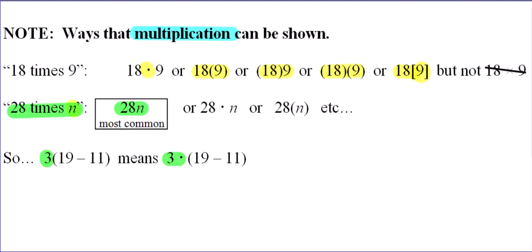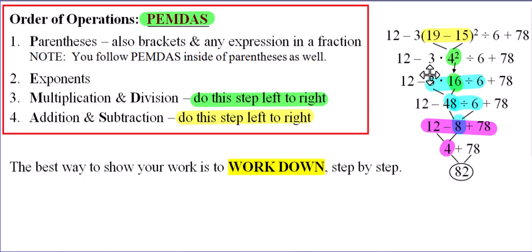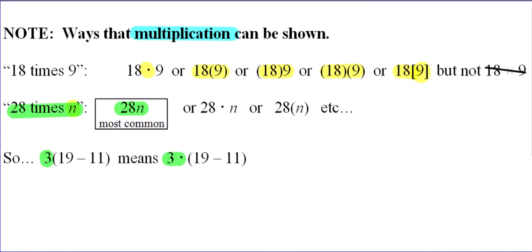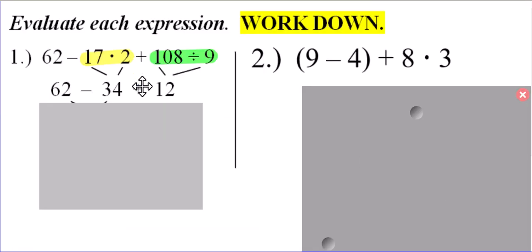So 17 times 2, 34. 108 divided by 9, 12. Yes, you're allowed to do them both at the same time if there's something in between that gets done later. Now, I did not do it that way on the example you saw here, because multiplication and division, there was nothing else in between. So I multiplied, then I divided step by step. But when there's something in between, like addition, that you know it's going to get done later, then you can go ahead and multiply and divide at the same time.